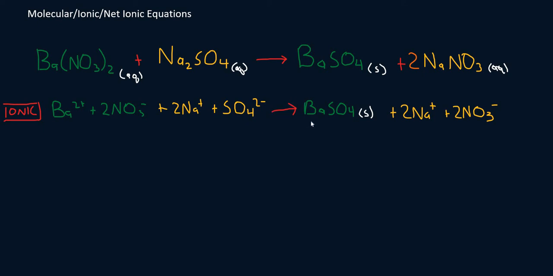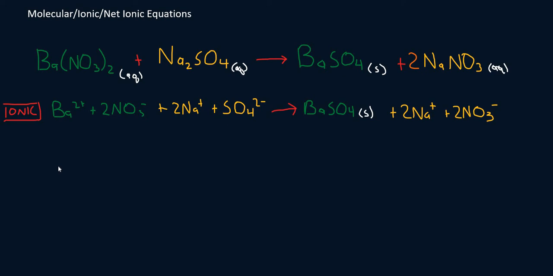Then on the other side of the reaction, remember, we leave our solid alone, so we don't break up the solid. We just leave it as it is. And then we'll break up the other product, according to our balanced equation, which is why balancing is so important. According to our balanced equation, we have 2 Na+, which is right here, and then 2 NO3-, which is here. So this is our ionic equation, where we're showing everything as ions.